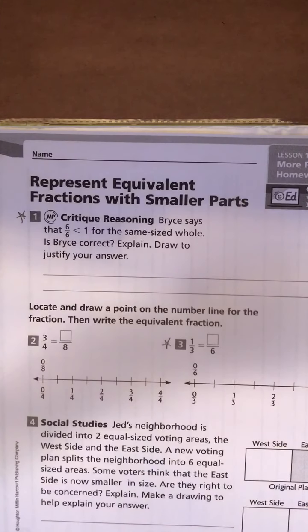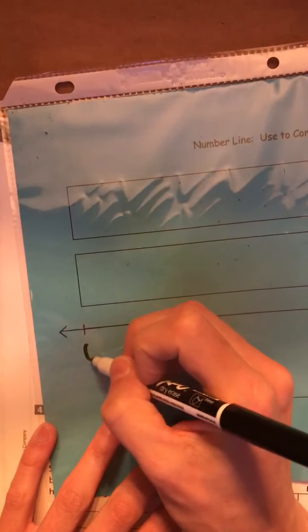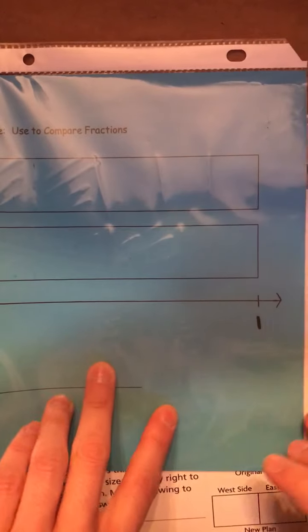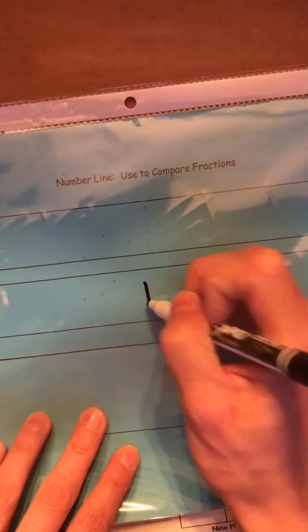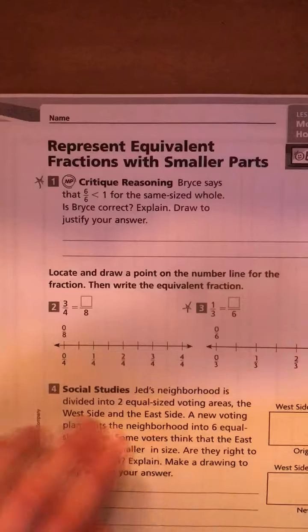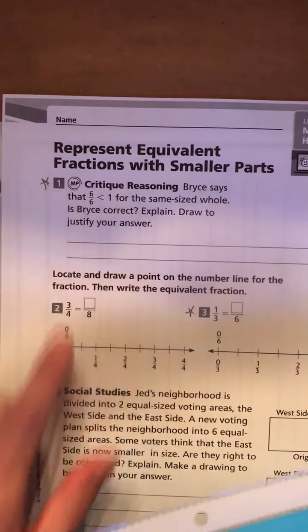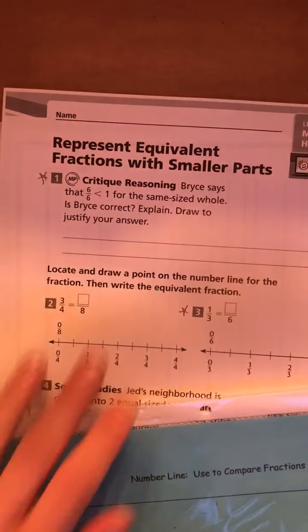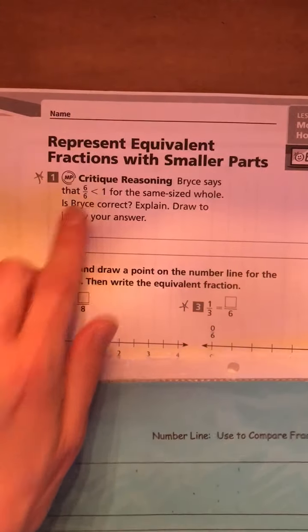Because the question is asking us to draw, I am going to use my number line manipulative. So I am going to label my number line 0 to 1, and I am going to label my first fraction bar 1, because our number here is 1 whole. So this fraction bar on the bottom is going to represent 1 whole. I am then going to label my top fraction bar 6/6.